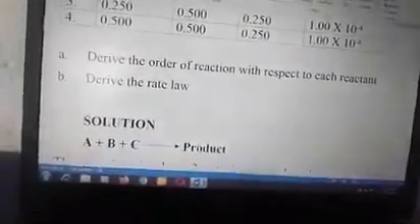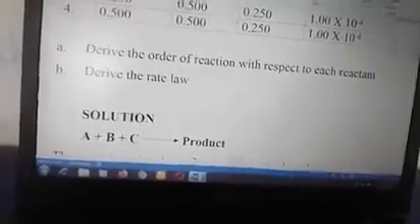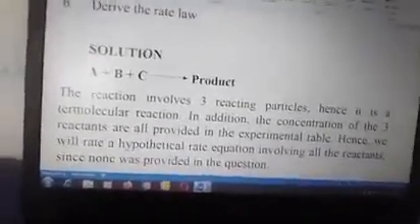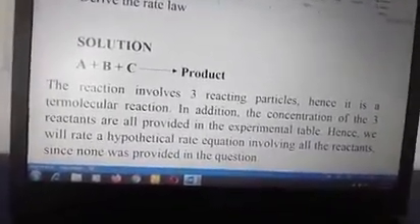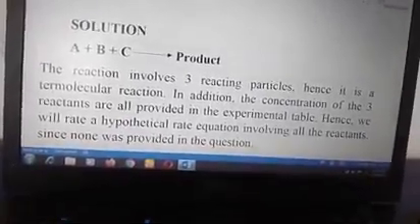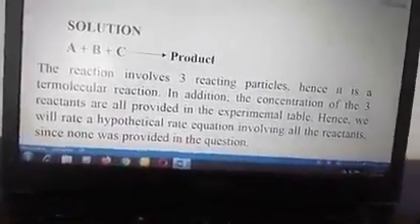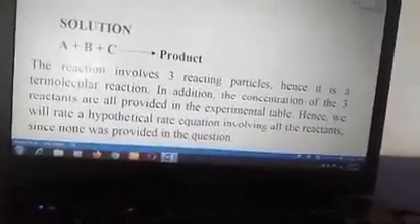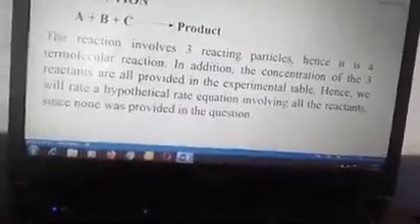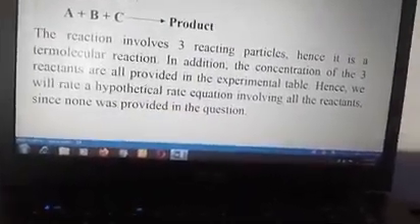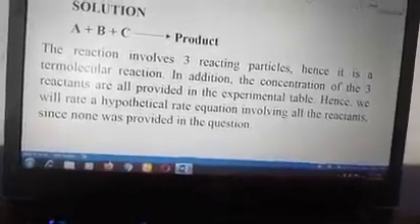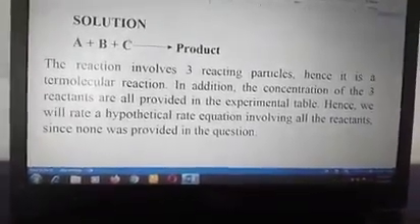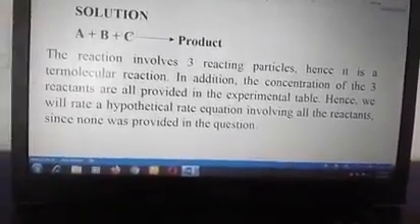The question says, derive the order of reaction with respect to each reactant, and derive the rate law. We go to the solution. We see the reaction written again, A plus B plus C equal to product. The reaction involves 3 reacting particles. Hence, it is a termolecular reaction. In addition, the 3 reactants are all provided in the experimental table. So if you compare to example 2, or example 4, the 3 of them were provided, and in example 3 also, the 2 of them, A and B, were provided.